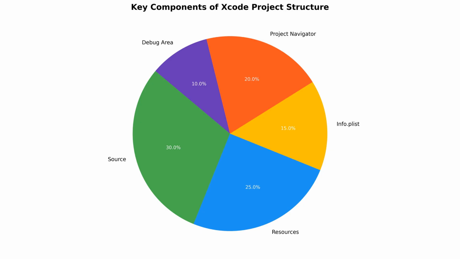So, from this distribution, we can conclude that prioritizing a clear organization of our source code and resource files should be our primary focus, while also managing our info.plist entries carefully. And let's not forget to leverage the project navigator and debug area effectively for a smooth development experience and easier troubleshooting.